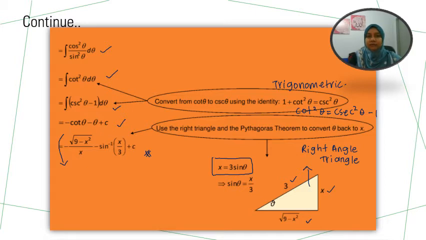Okay, theta, we look at this one. So sine theta equal to x over 3. Therefore, theta equal to the sine inverse of x over 3, plus c.